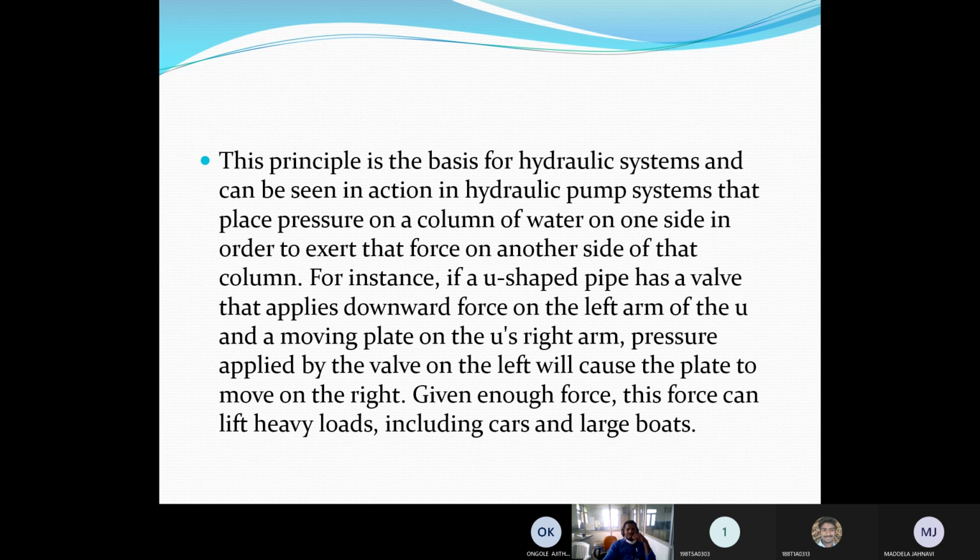This principle is the basis for hydraulic systems and can be seen in action in hydraulic pump systems that place pressure on a column of water on one side in order to exert force on the other side. For instance, if a U-shaped pipe has a valve that applies downward force on the left arm of the U and a moving plate on the right arm, pressure applied by the valve on the left will cause the plate to move on the right. Given enough force, this can lift heavy loads, including cars and large boats.